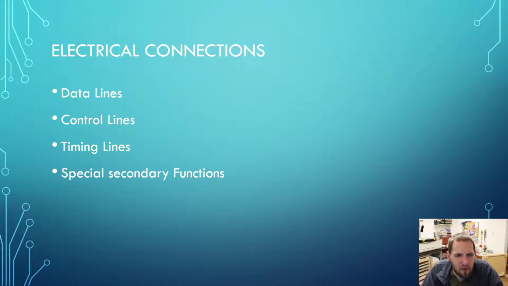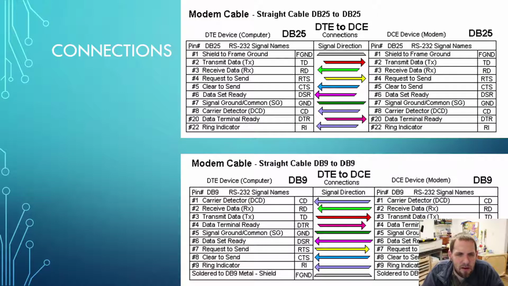Now, this is a hardware handshaking, and let's just go to the next slide for a minute. Here you can see the pinouts for a 25-pin connector on the left, and down at the bottom you can see the DB9 connector. You can see some slight differences there.